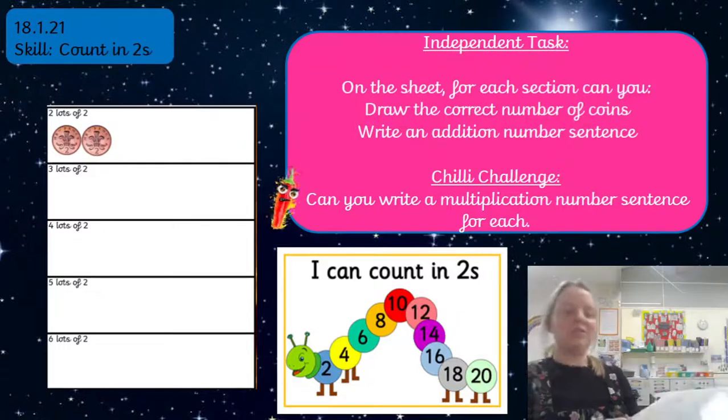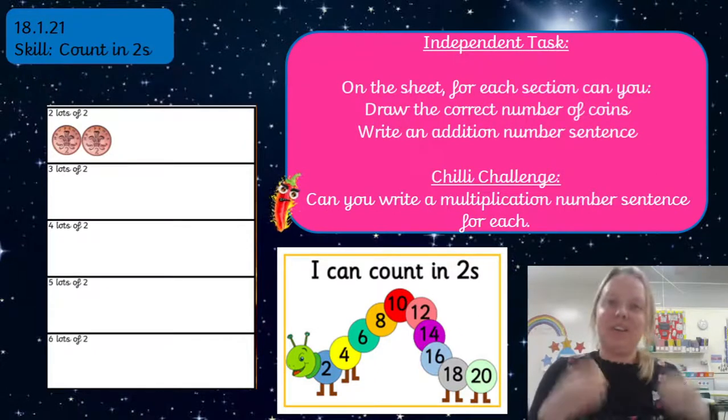Super. You've done a really good job at counting in twos. Well done, year ones.